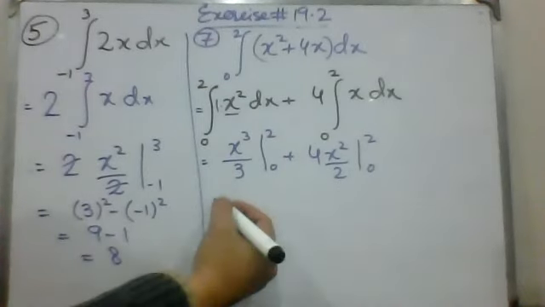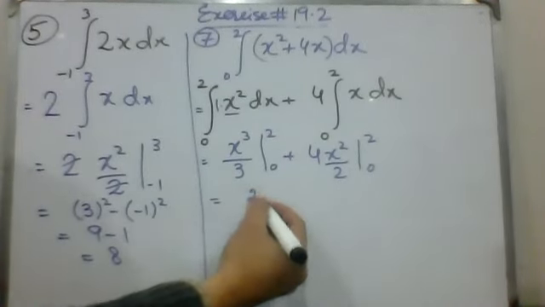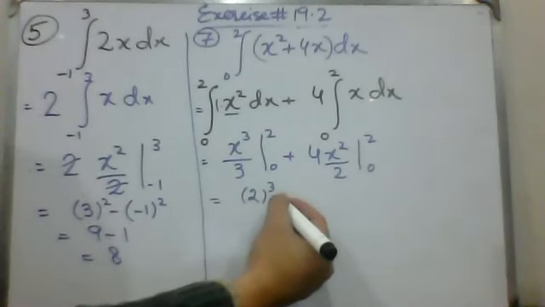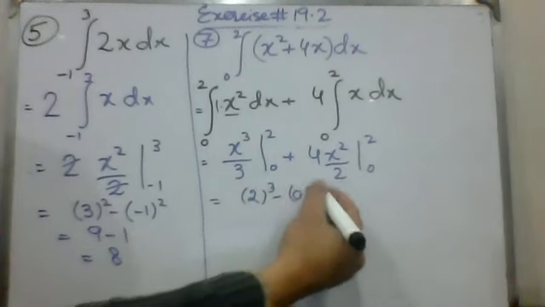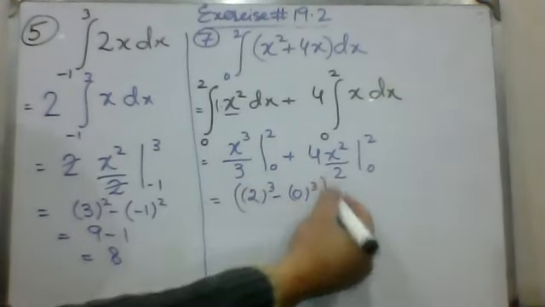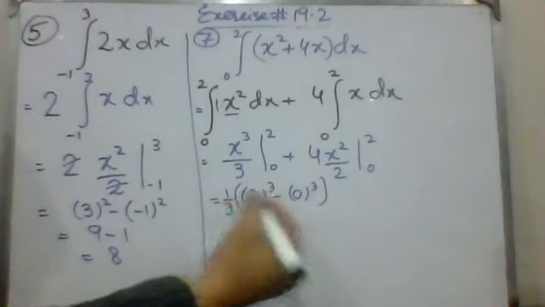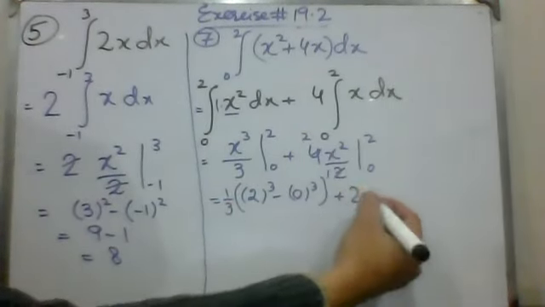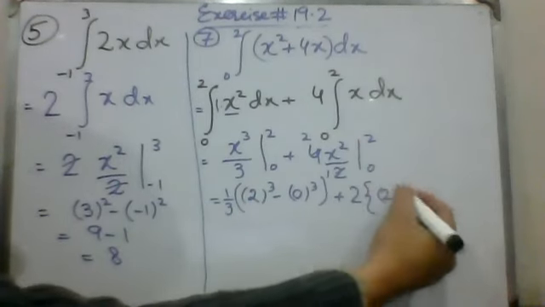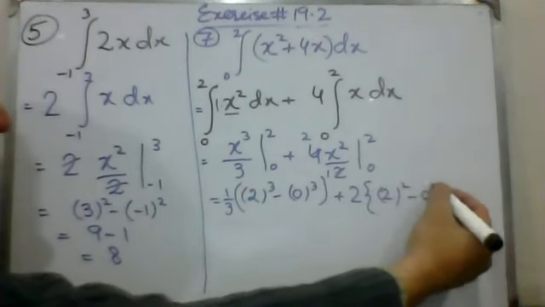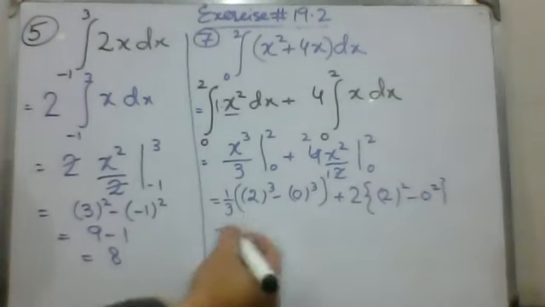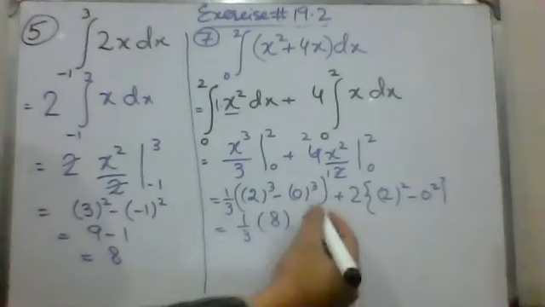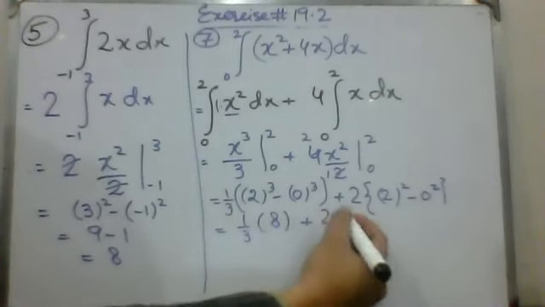So here put the limit 2 power 3 minus 0 power 3, and outside you can write the 3, that is 1 by 3. We shifted 2 outside and we put 2 square minus 0 square. So we get from here 1 by 3, 2 power 3 is 8 minus 0 plus 2 and 2 power 2, 4.